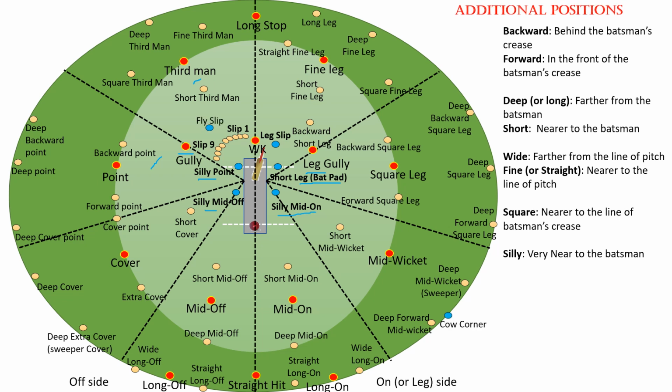And finally, there are two more important positions. One is the cow corner position, which is in the mid-wicket area, and then we also have a fly slip position, which is just behind the slips in the slips area.